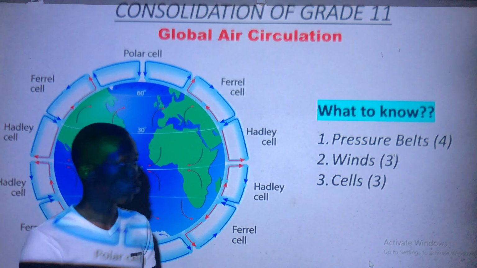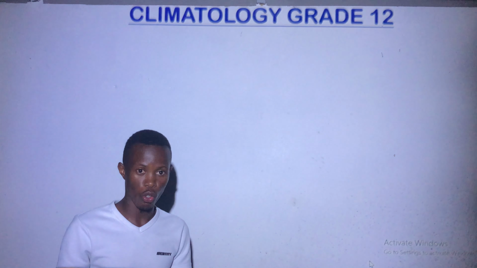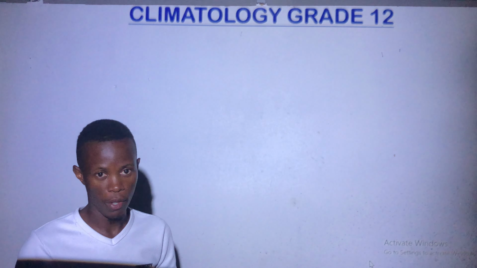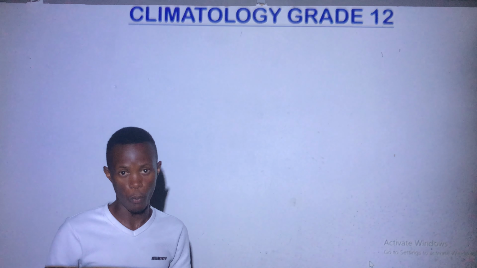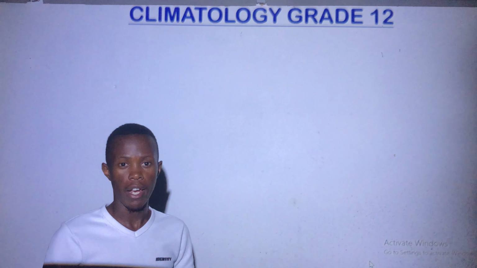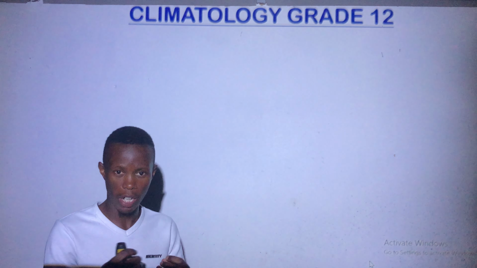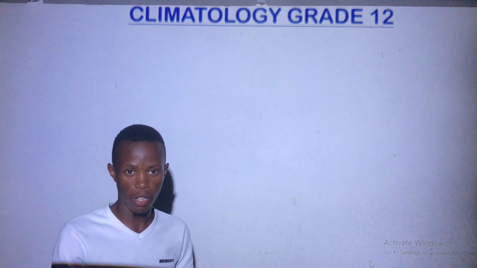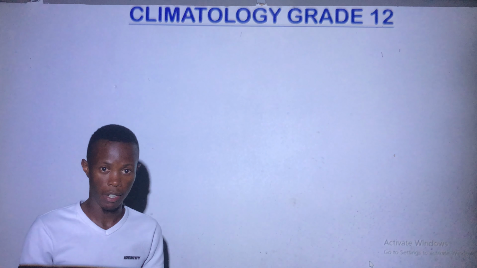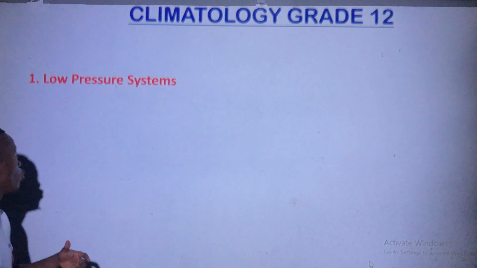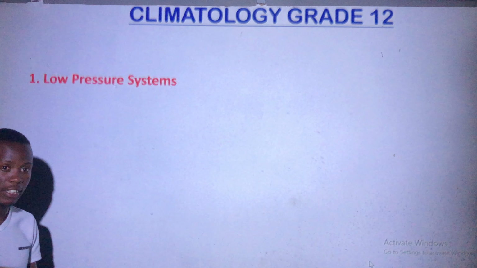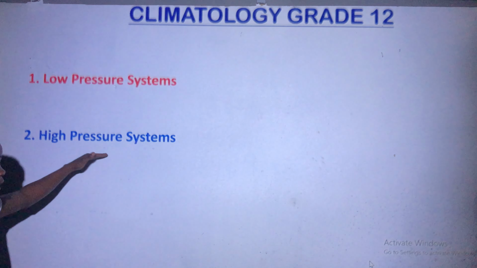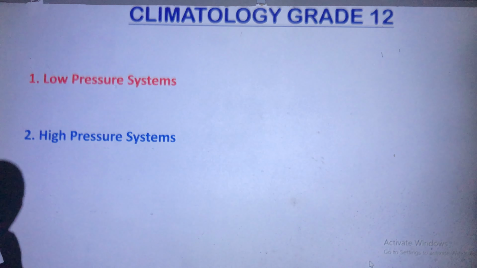So now, let's go to the introduction. What exactly are you supposed to know in climatology grade 12? There are 4 topics that we're going to deal with. We can call them the subtopics of climatology, which means when you're studying, you need to know what is expected of you for each of these topics. Firstly, we are going to deal with the low pressure systems. Secondly, we have the high pressure systems. I hope you can see it's the opposite of the low pressure.